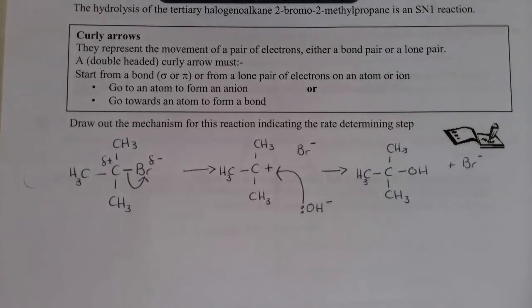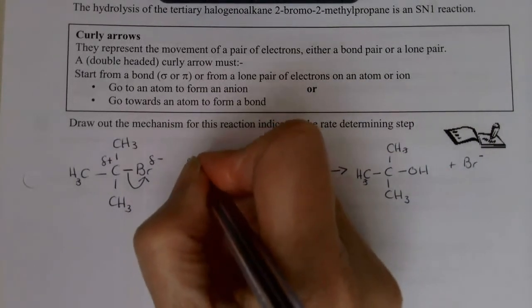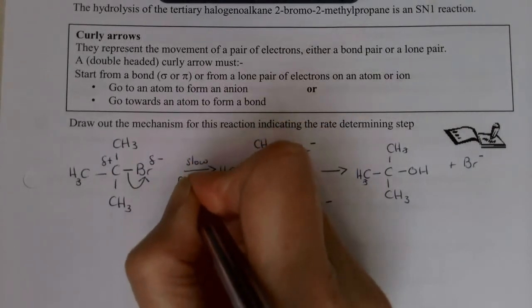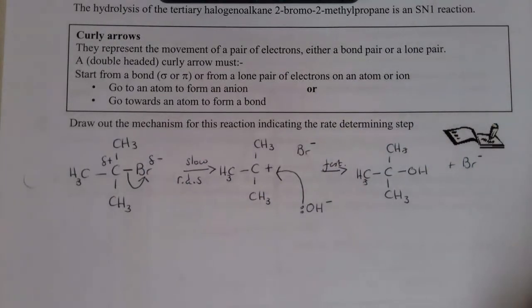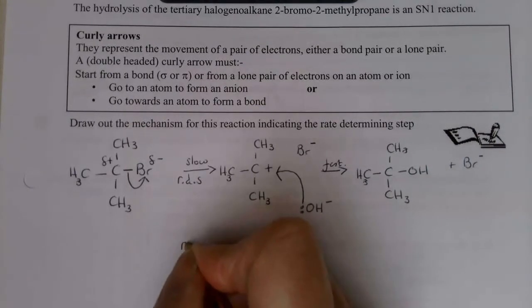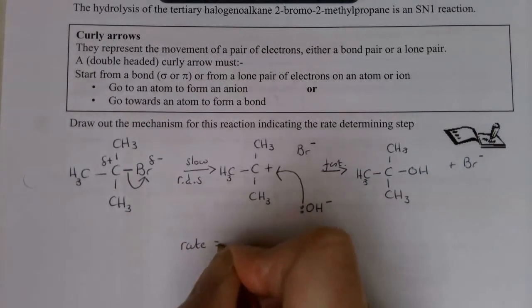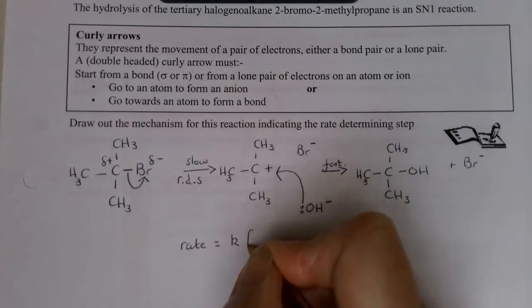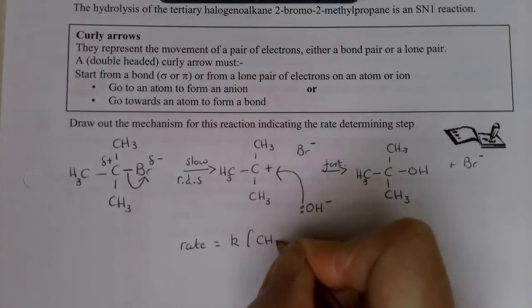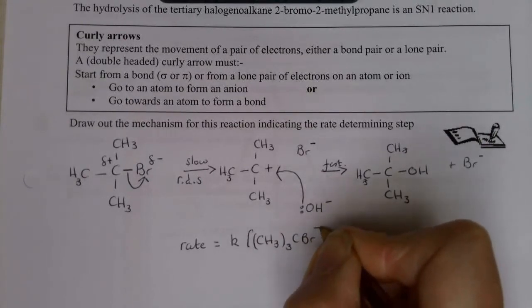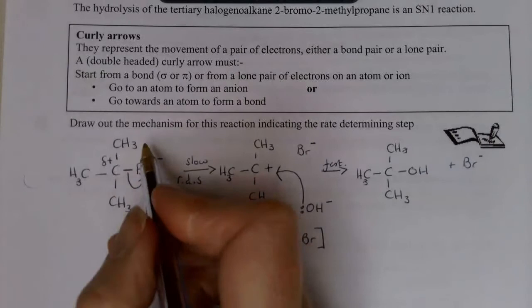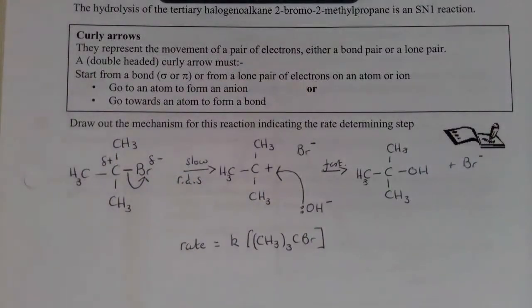So this is an SN1 mechanism. Why? Because it has one species in this slow rate determining step, and then in this fast step, it has the species which is 0 order. So the rate of this reaction is: rate equals the rate constant K times the concentration of the halogenoalkane, raised to the power 1, because there's one of these in the rate determining step.